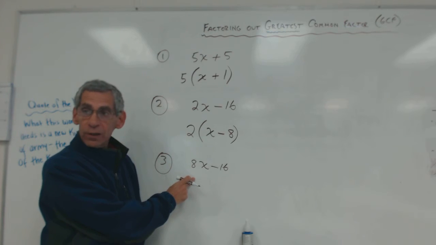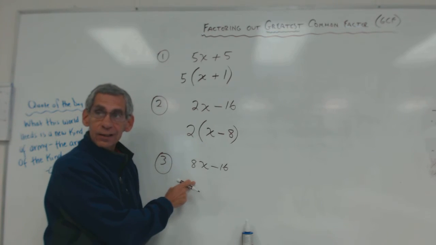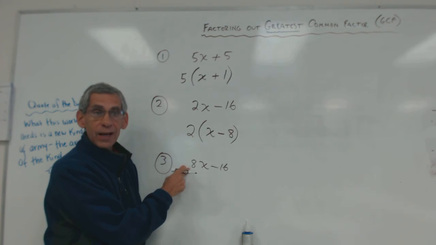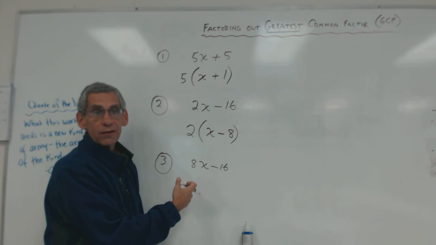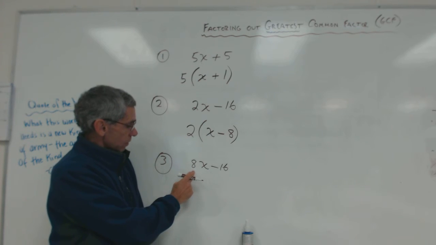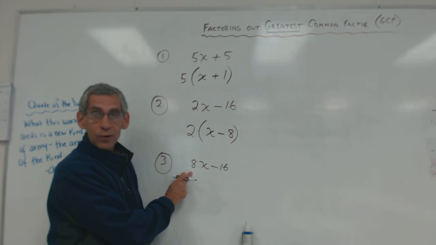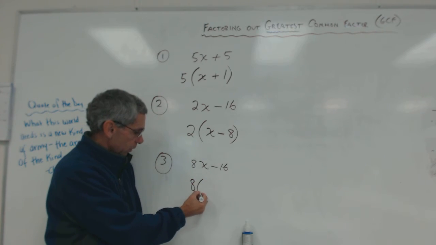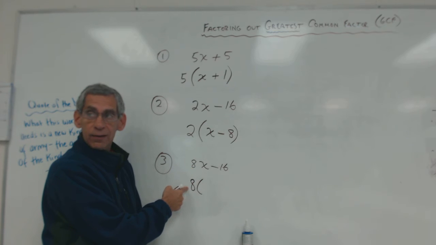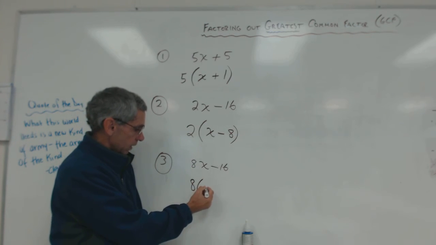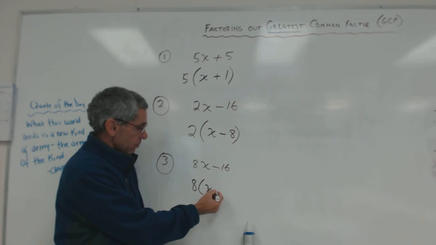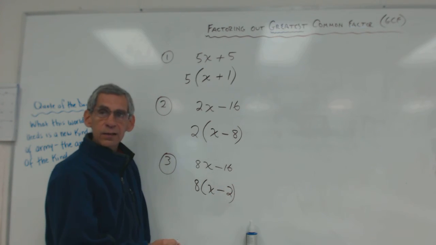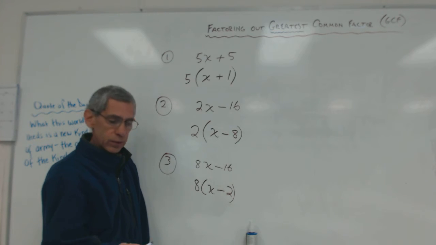So it wouldn't be 2, because 2 goes into these, but it wouldn't be enough. And 4 wouldn't be enough, but with 8, if we had done the 2, we'd have to simplify it further. So I'd rather choose the biggest number. 8 goes into both of these. So I'm going to put my 8 here in my parenthesis, and then 8 divided by 8 is 1. So that's x, 1x, minus 16 divided by 8 is 2. You guys getting this? It's not that bad. It's pretty easy, really.